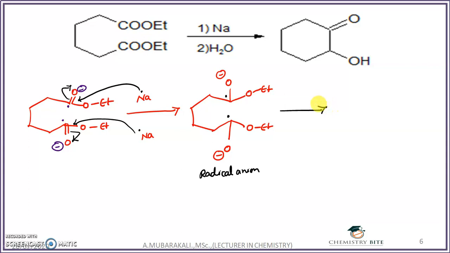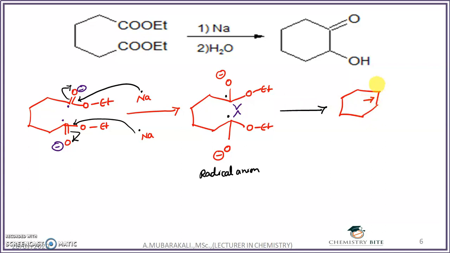The radical anion dimerizes to form the dianion. So you can see here these two radical anions, both are having one unpaired electron. These two electrons will dimerize and you will get a new sigma bond between the two carbon atoms. So the ring closing will happen here. So you can see this is the new sigma bond.